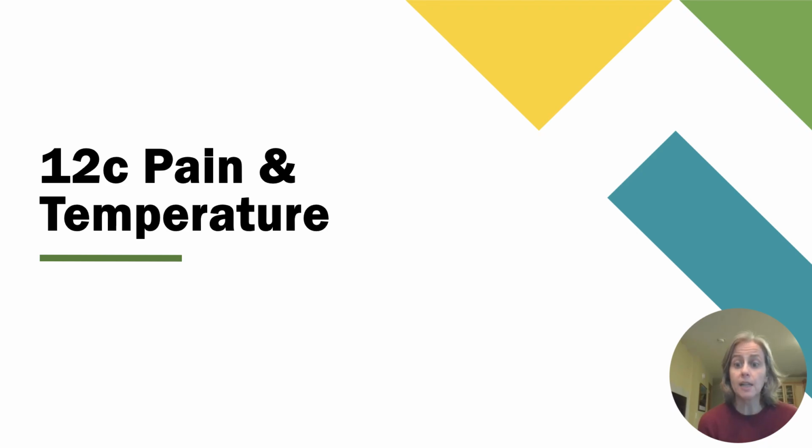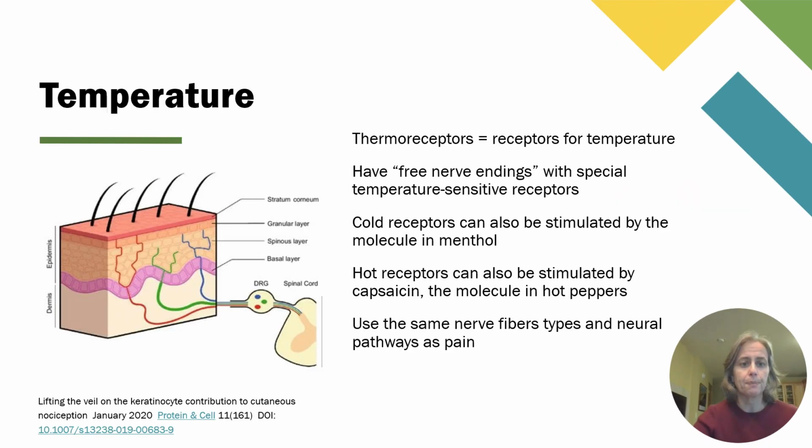Continuing along, 12C is on pain and temperature. For temperature, the types of receptors are called thermoreceptors. Thermo is in thermal. So those are our receptors for temperature. They have what are called free nerve endings. So unlike the mechanoreceptors that we saw in the skin that had specific structures to them, they were corpuscles or they were discs. These are just little branches of the ends of the axons or the beginning of the axon, right? Sensory cell neurons are weird. So they're just called these little free nerve endings, and they have special temperature sensitive receptors.